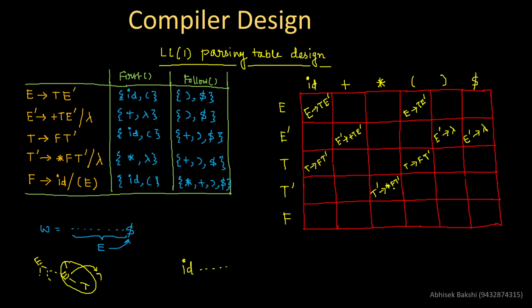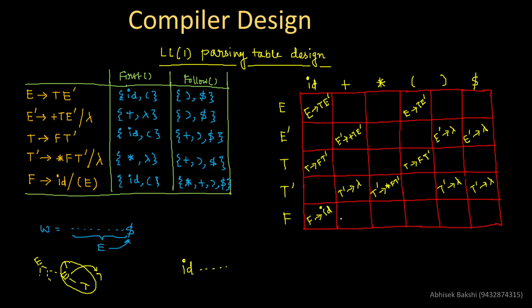And then what about this T dash to lambda? T dash to lambda can be used in the follow of T dash. Follow of T dash means plus, closing brace and dollar. That means T dash to, sorry, not dollar, T dash to lambda, and T dash to lambda here. And F to ID can be used obviously in the first character where ID is there. So wherever I find ID, I will reduce this ID to capital F using F to ID, this particular production rule.